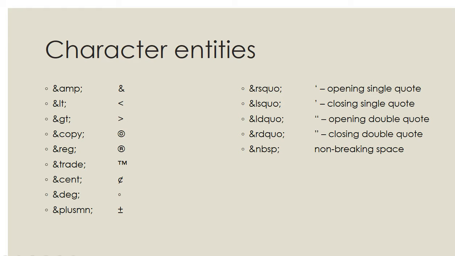Now we'll talk about our character entities. Some web pages you'll develop will require special characters, such as a copyright symbol. To display these special characters, you will use character entities. As you'll see, the character entities start off with an ampersand and end with a semicolon. We've got less than, greater than, copyright, registered, trademark, cent, plus minus, and then we also have quotes and non-breaking spaces. And we'll go through and see what this looks like.